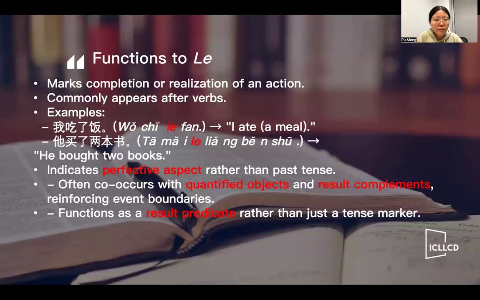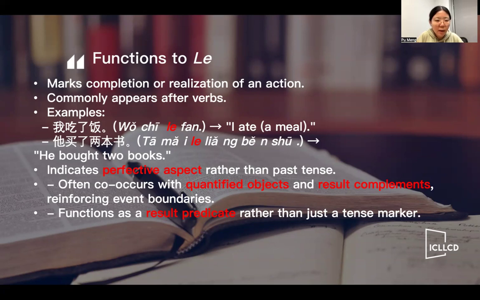About the verb function of le, it marks completion or realization of an action and commonly appears after verbs. For example, 我吃了饭. 我 is I and 吃 is eat. And le is a marker that marks the completion or realization of the action of eating. 饭 is meal. 我吃了饭 means I ate a meal, or I ate.